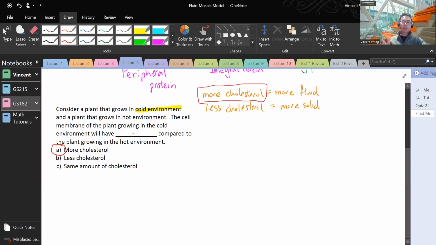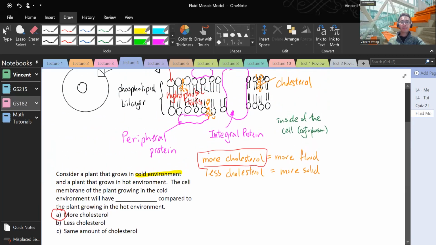On the other hand, if you think about the plant growing in the hot environment, the higher temperature makes the membrane very fluid, very leaky, because now the molecules are very energetic, moving really quickly, so things can leak out, and you want to counteract that. To make it less fluid, you will need to decrease the amount of cholesterol. So plants in a cold environment, you would expect more cholesterol. Plants in a hot environment, you would expect less cholesterol in the cell membrane. I hope that makes sense.